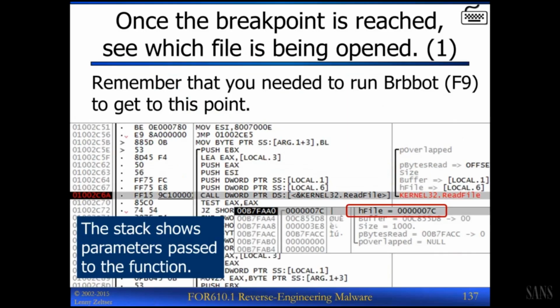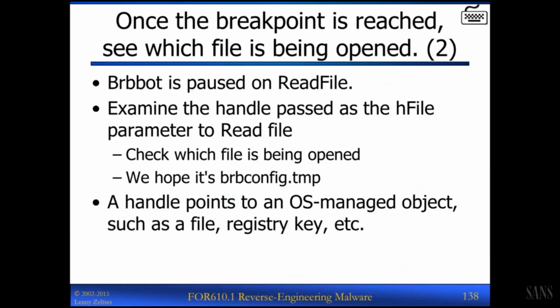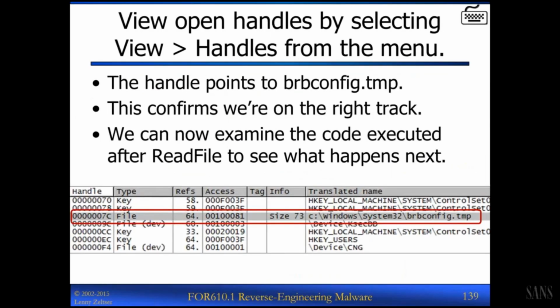Ollie Debug then gives us an opportunity to actually look at handles to a file. We were able to confirm that it was, in fact, reaching out to brbconfig.temp. And so our theory at that point was to some extent confirmed. We confirmed that it was reading brbconfig.temp. And that was more clear when we looked at the handle window that you see here on slide 139.